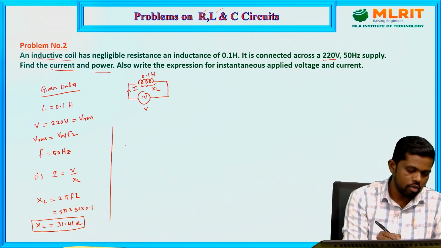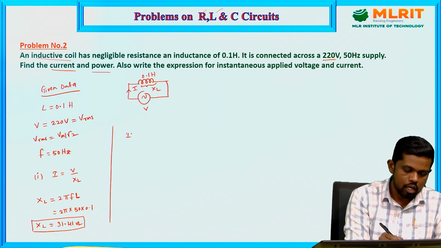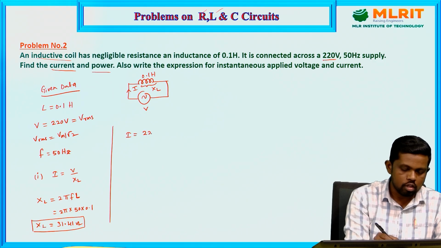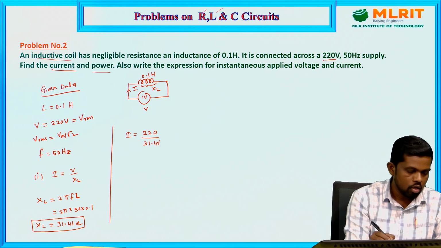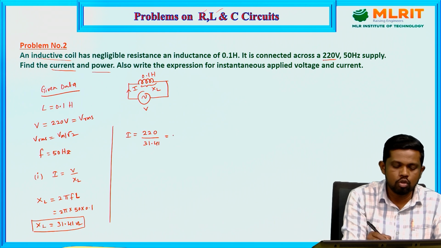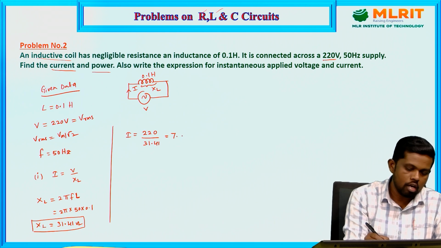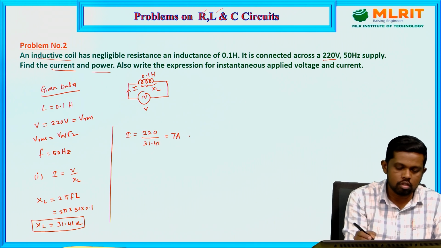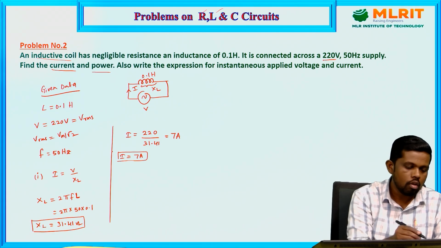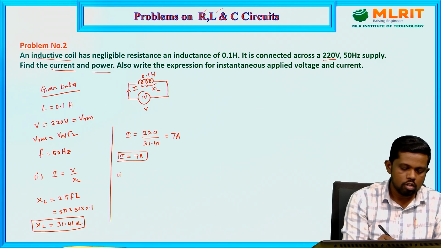Then still in the first question, IL equal to, it is a peak value we need to consider, 220 divided by 31.41. The ratio of these two values gives about 7 amperes, 7.01 something like that. Then the current flowing through the network is 7 ampere. This is the first question. Then the second one is the power, average power.